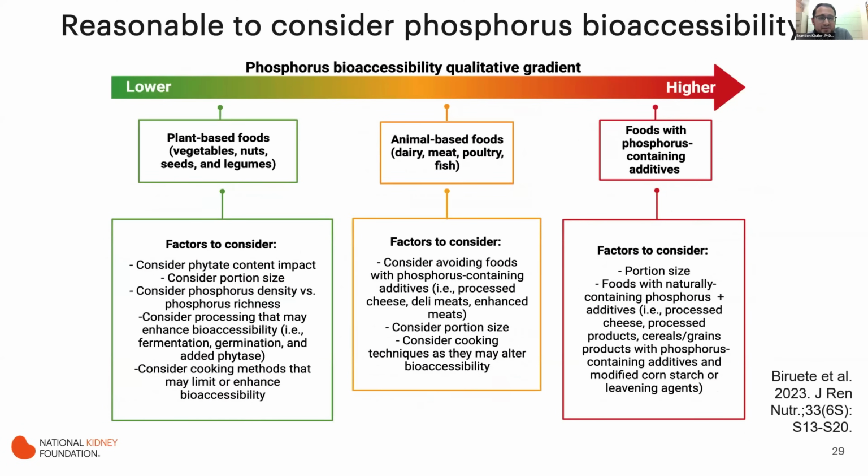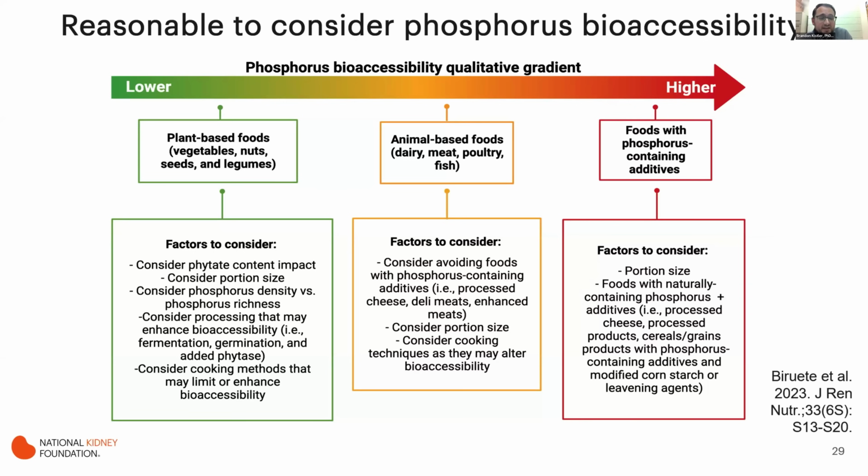When we think about applying bioaccessibility in practice, it's generally come down to qualitative charts like this, where plant-based foods have lower bioaccessibility than animal-based foods, which have lower bioaccessibility than phosphorus-containing additives. While this is probably a pretty good rule of thumb, we're still in our infancy of understanding the bioaccessibility of phosphorus, and there is a lot of variability even within the same food items.